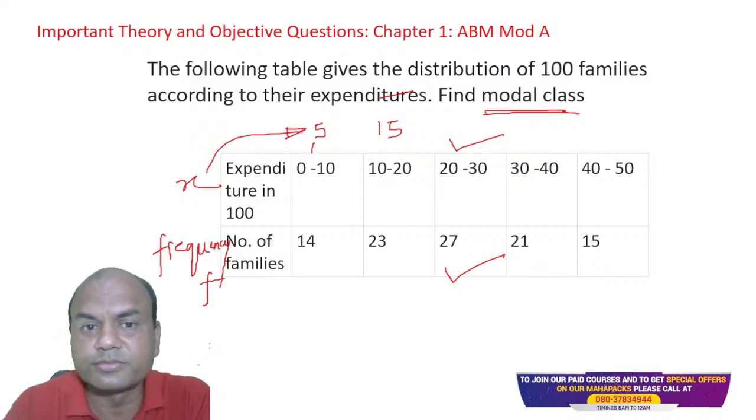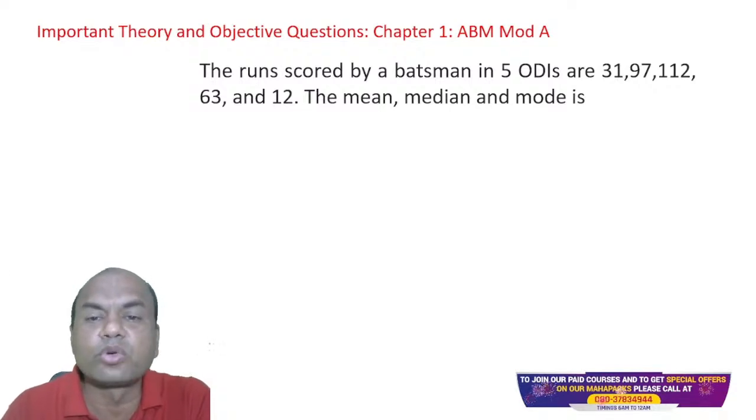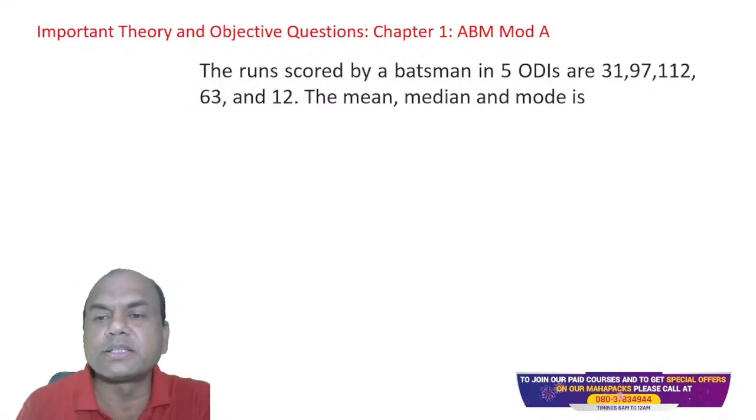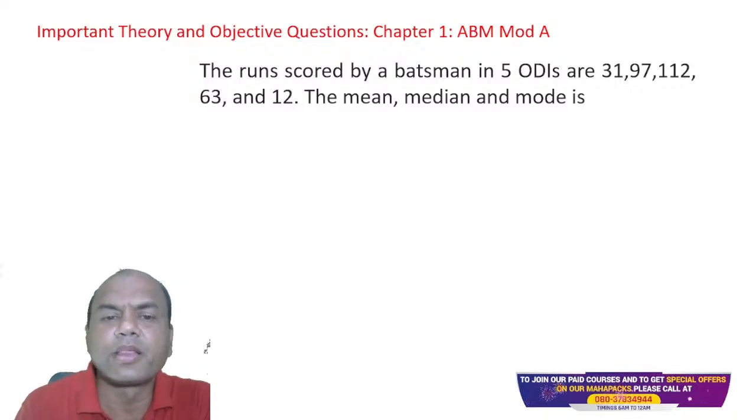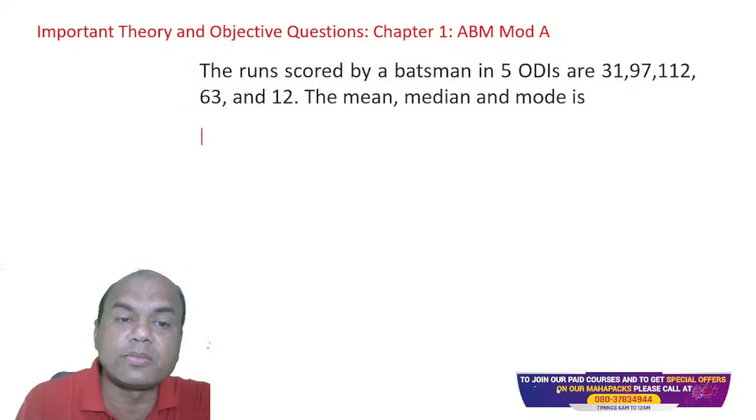Move on. The runs scored by a batsman in 5 ODIs are 31, 97, 112, 63 and 12. Find the mean, median and mode. So first let's find out mean. What is mean?